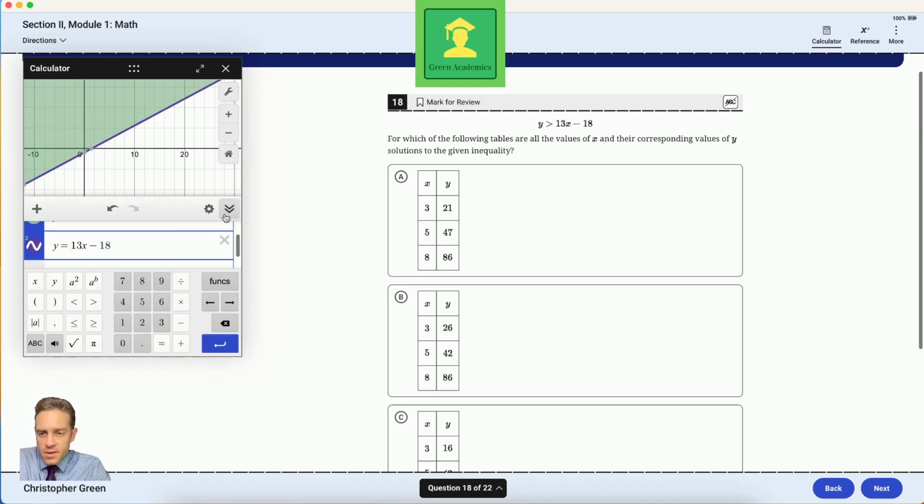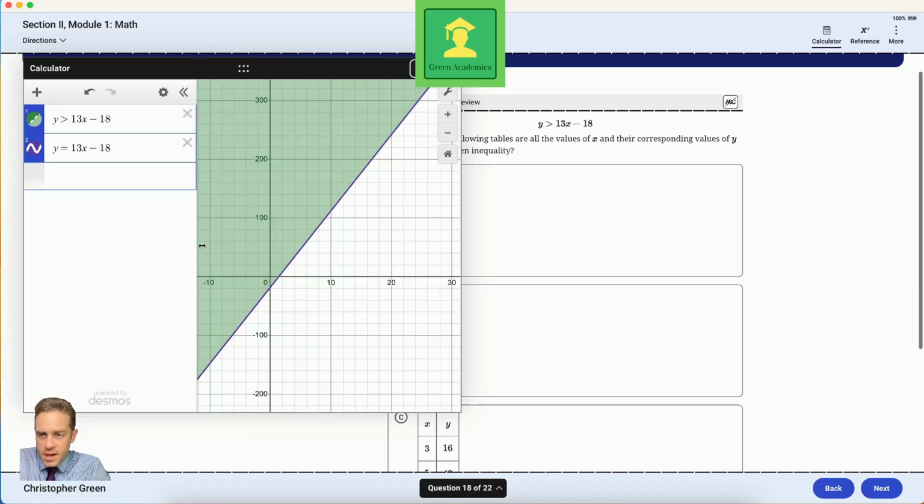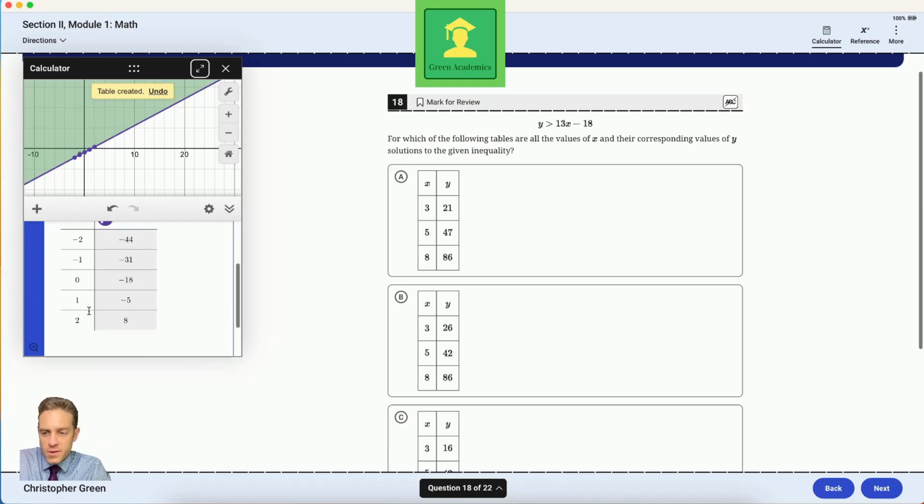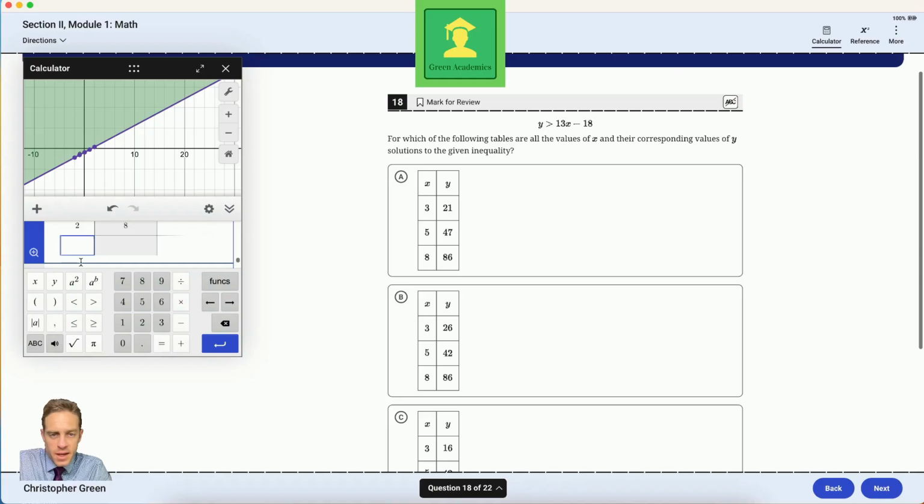So here in y2, I'm going to hit the gear wheel and then the table to create a table. And then in the last row of the table, I can plug in the values as I want to. So here I can plug in 3, and you get 21. So the answer is actually not A, because 21 as proposed is not greater than 13x minus 18, right? You'd have to get more than 21.